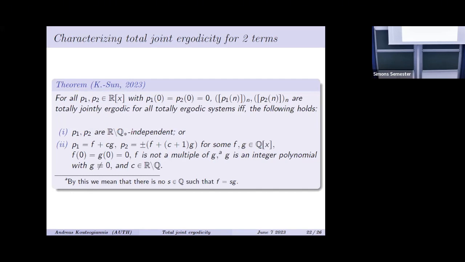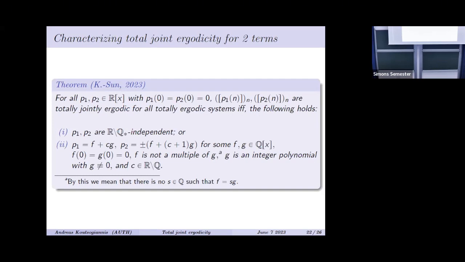Now, you start with two real polynomials that have no constant terms. Then the floor of P1(n) and floor of P2(n) are jointly ergodic for all totally ergodic systems if and only if you have the following. Either your polynomials are R/Q-star independent, or they take this form, namely P1 can be written as f plus cg, P2 is plus or minus f plus (c+1)g, for some rational polynomials f, g which take 0 at 0. F is not a multiple of g, and by this I mean that you cannot write it as a rational number times g. G is an integer polynomial which is not constant equal to 0, and c is an irrational number.